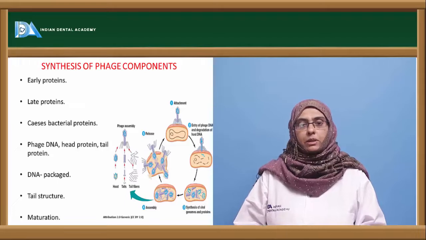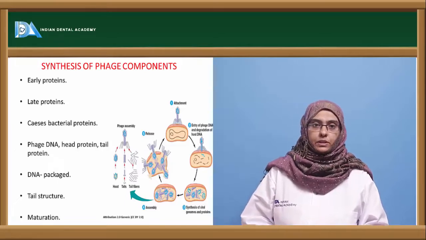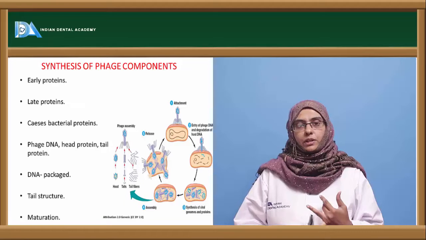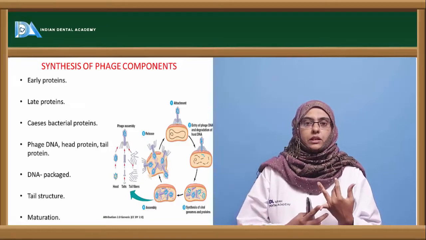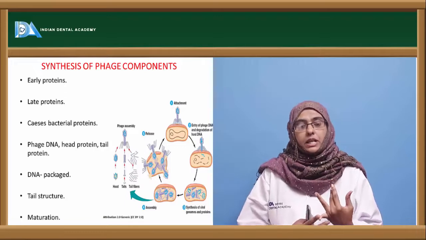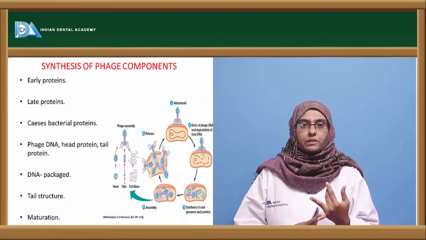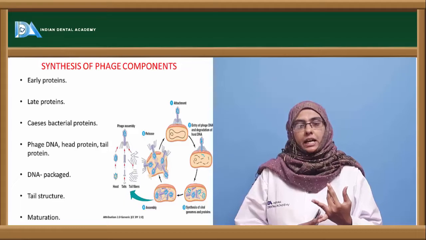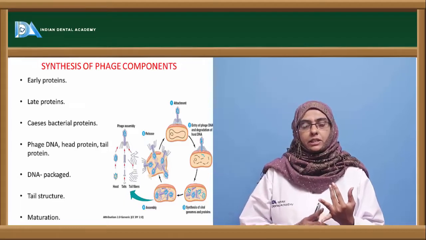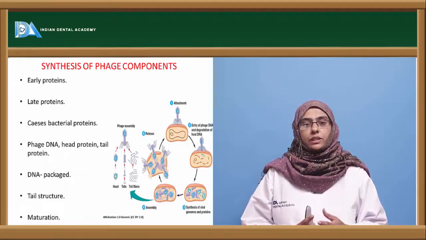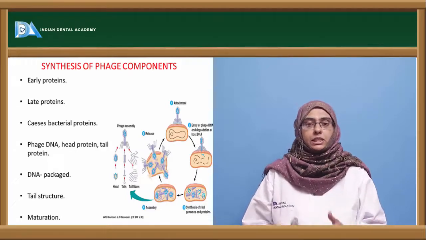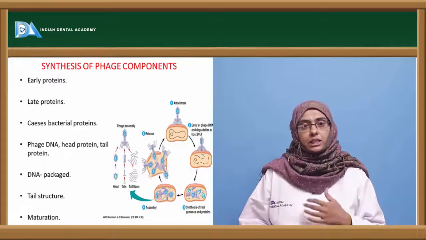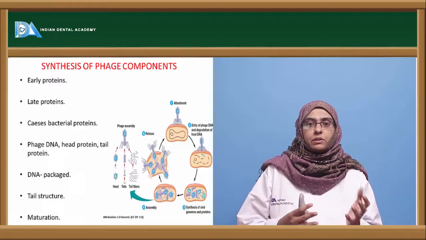Now the third important step is synthesis of the phage components. First we have adsorption, where the virus adsorbs onto the host cell by recognizing specific receptors. Then there is introduction of the nucleic acid from the contractile sheath, and then the synthesis of the phage components. As already described, each component is synthesized separately. In order to synthesize that, we need different types of proteins.